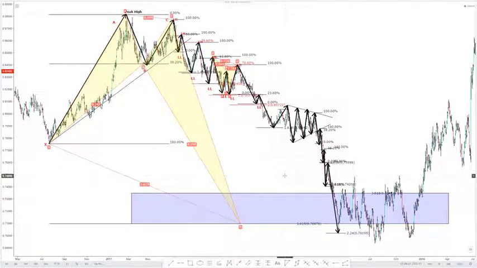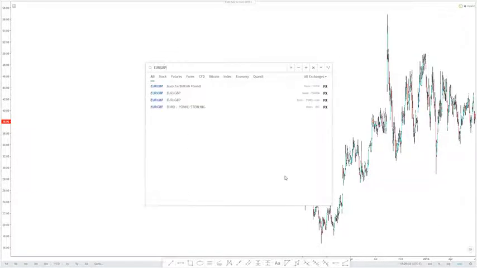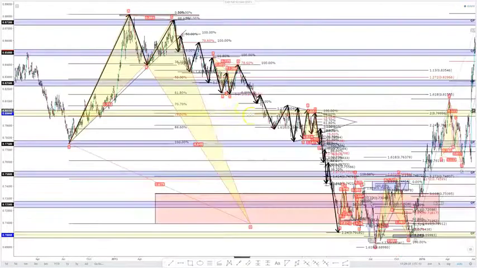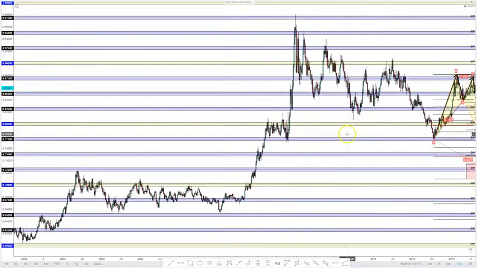See it? Let me go to the weekly chart. Whoa, I did not switch to the weekly chart. Let me go to the weekly chart, guys. Check this out.